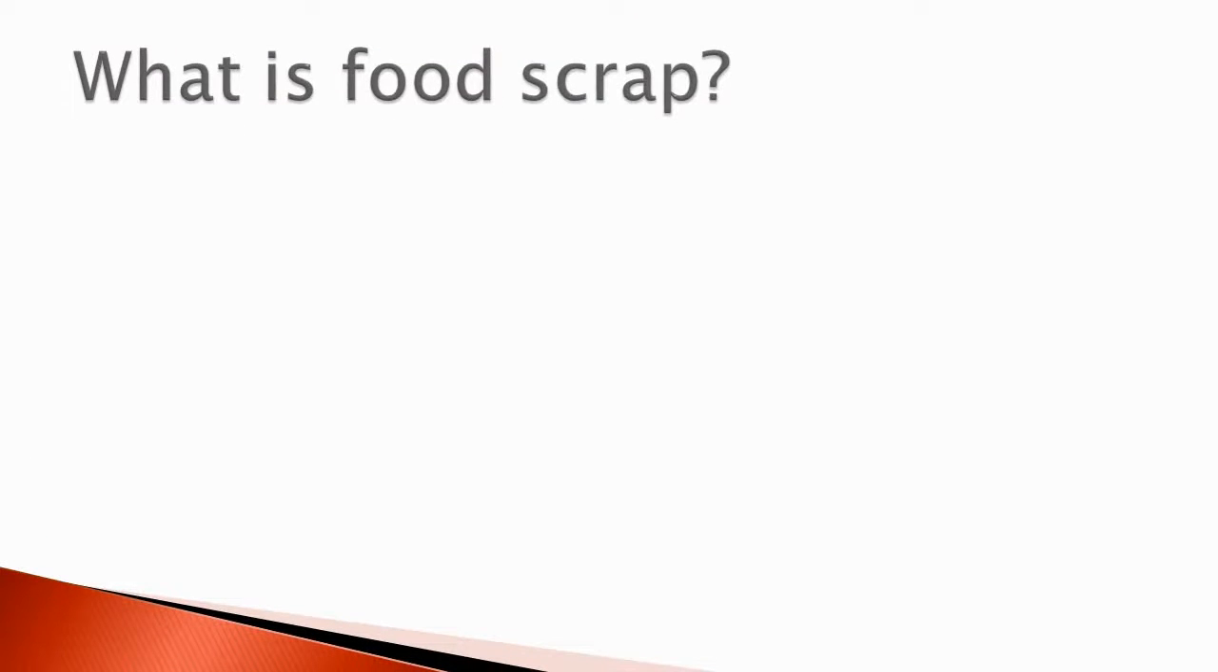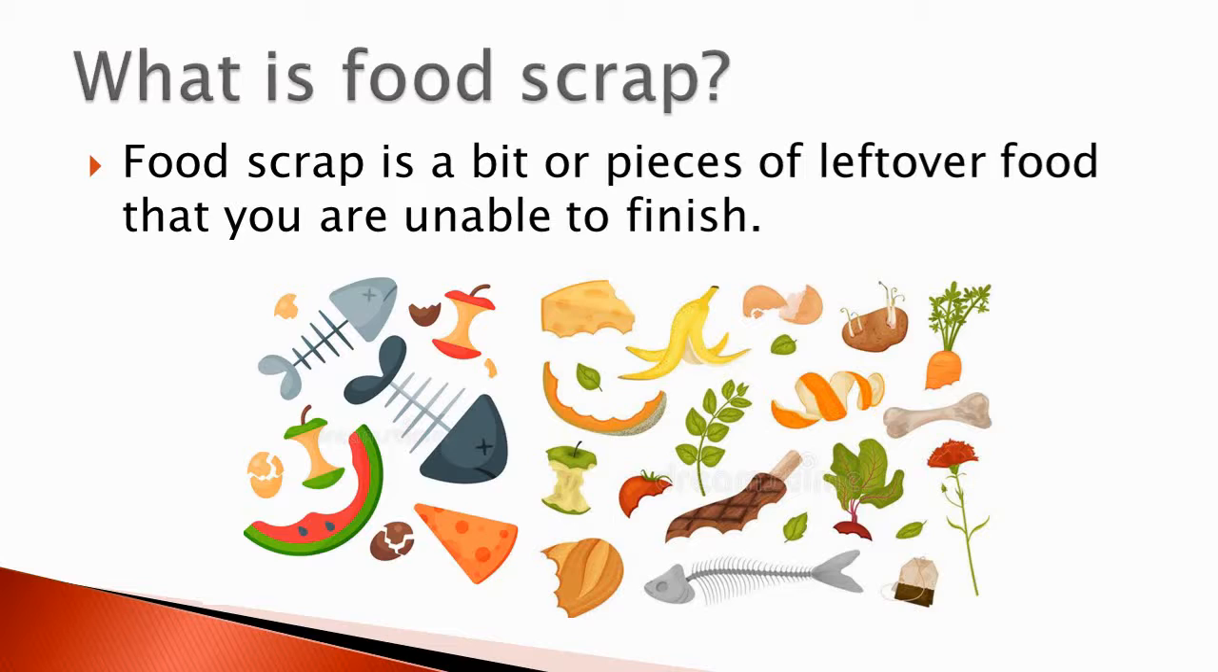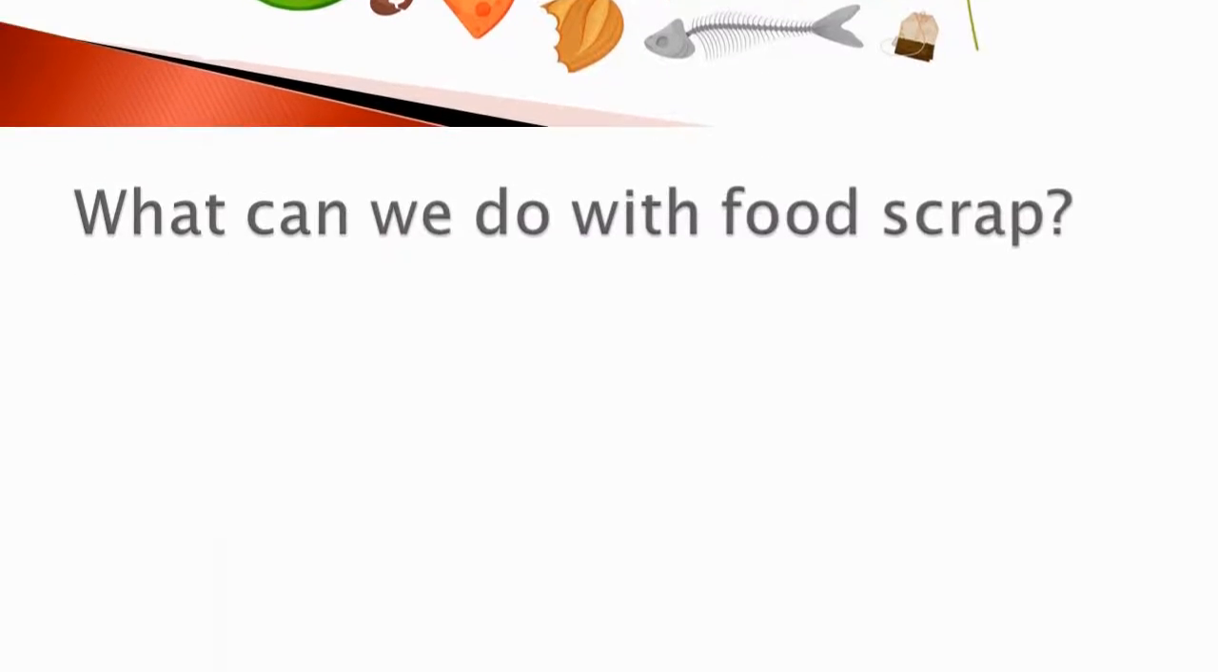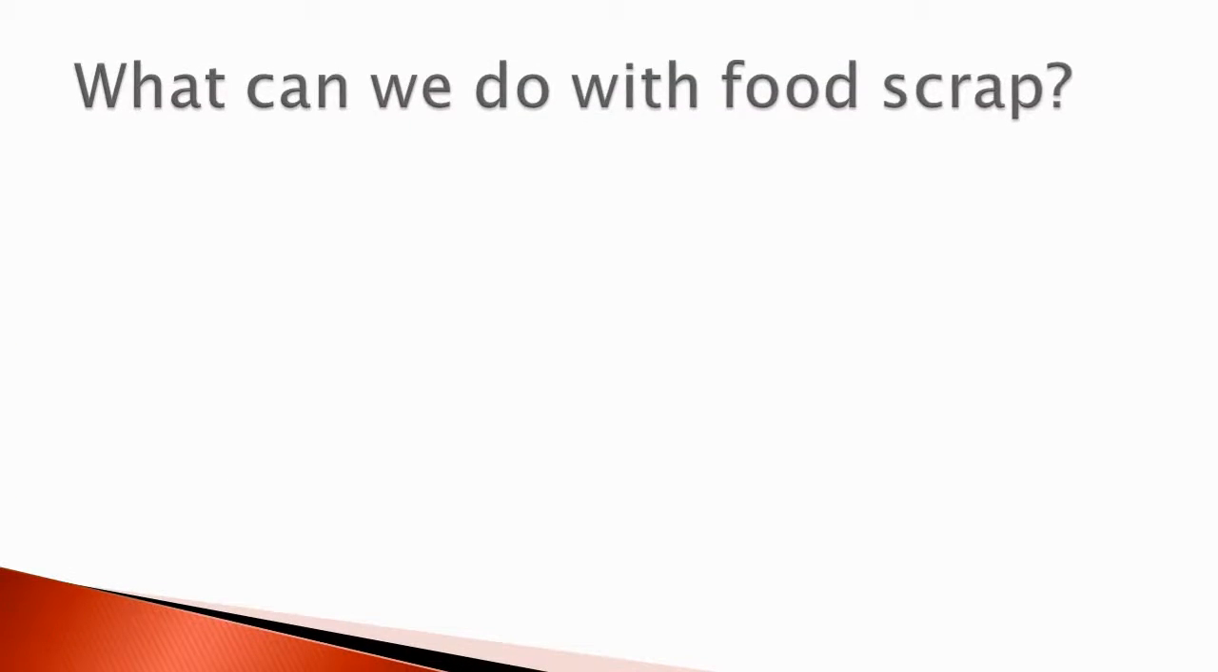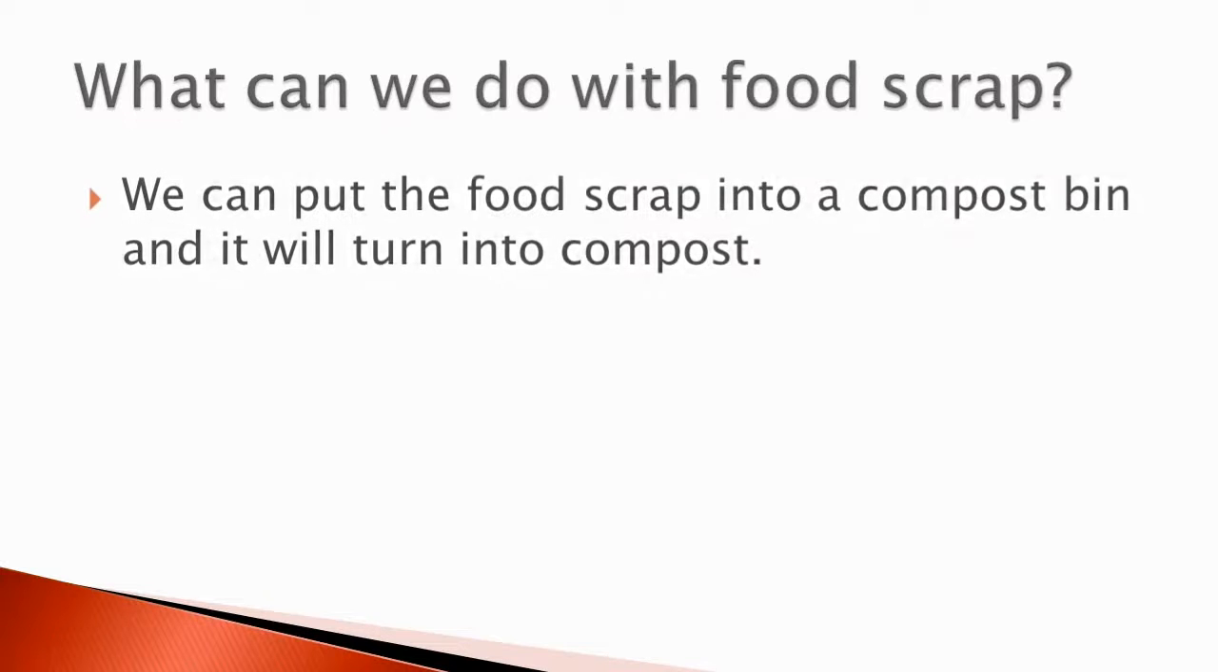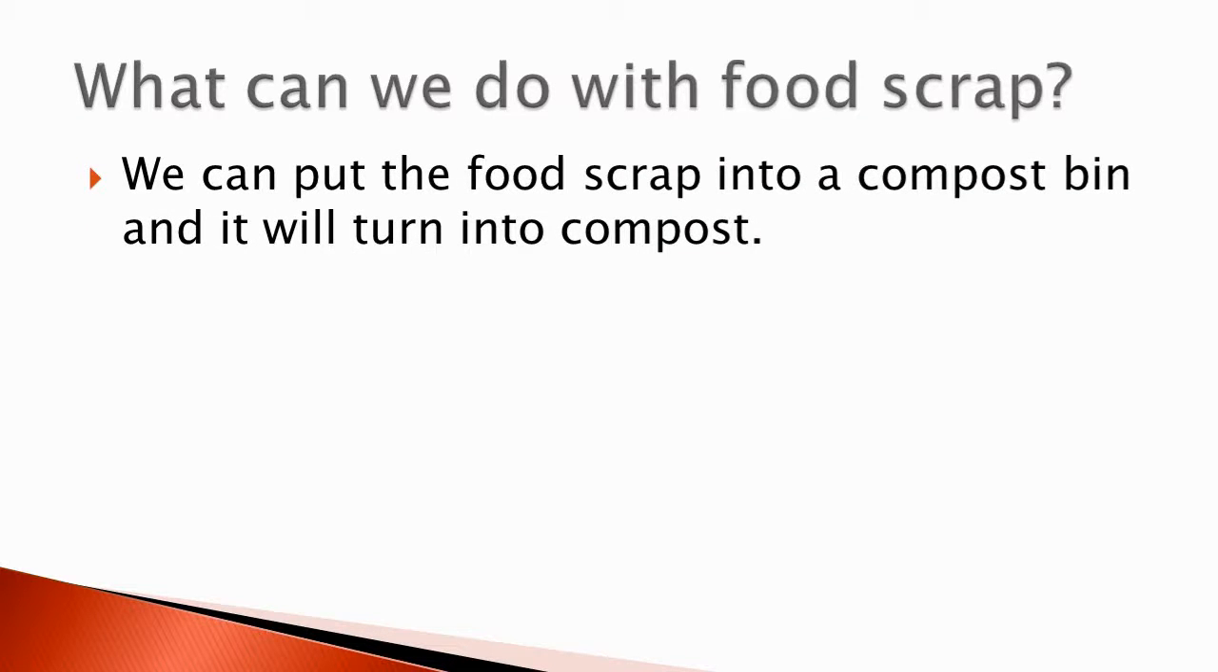What is a food scrap? A food scrap is a bit or pieces of leftover food that you are unable to finish. So from the picture, you can see a fish bone, banana skin, orange skin, apple, eggshell, and so on. So all of these are food scraps. What can we do with food scraps? Food scraps, we can put into a compost bin and it will turn into compost.